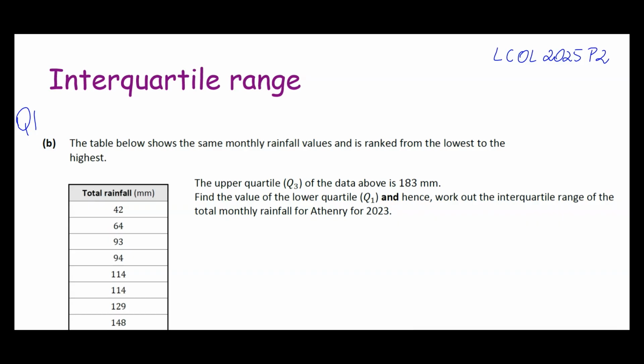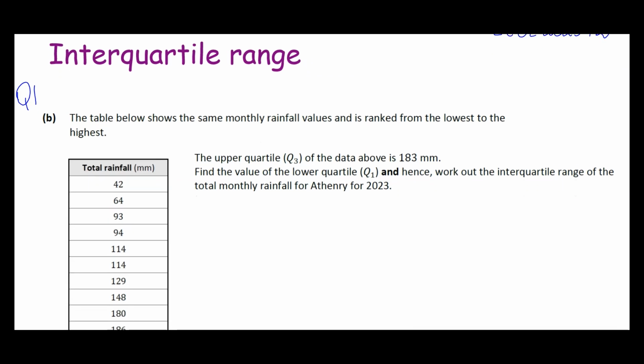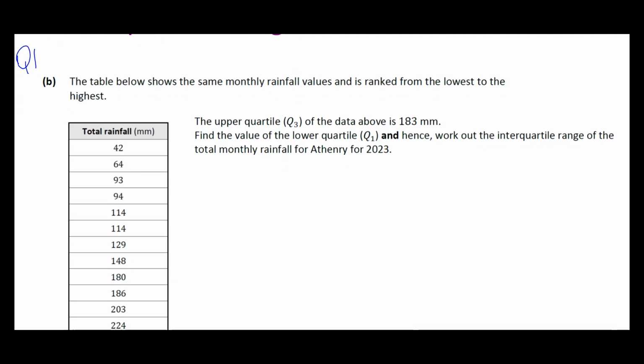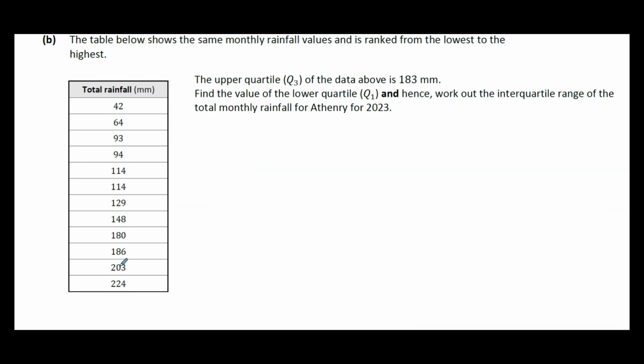Another aspect of statistics is interquartile range. This question is about a specific area and its rainfall. The table below shows some monthly rainfall values, ranked from the lowest to the highest. So that's what is given to us, as we can see.